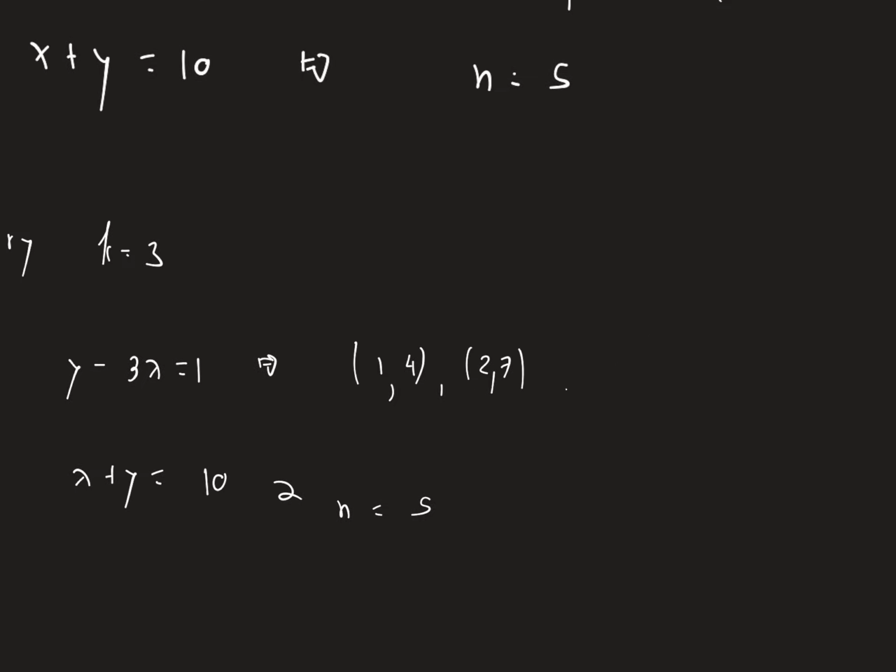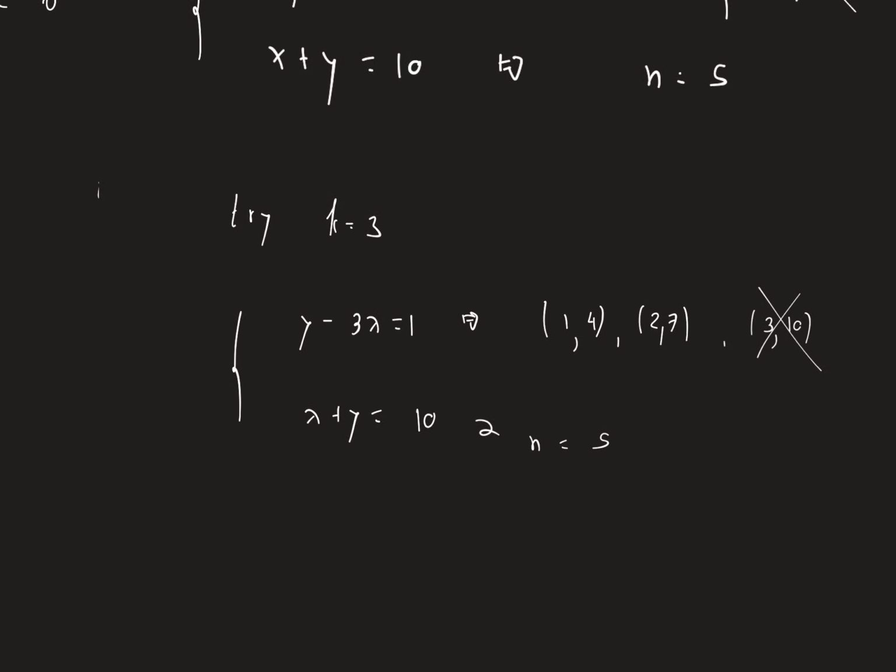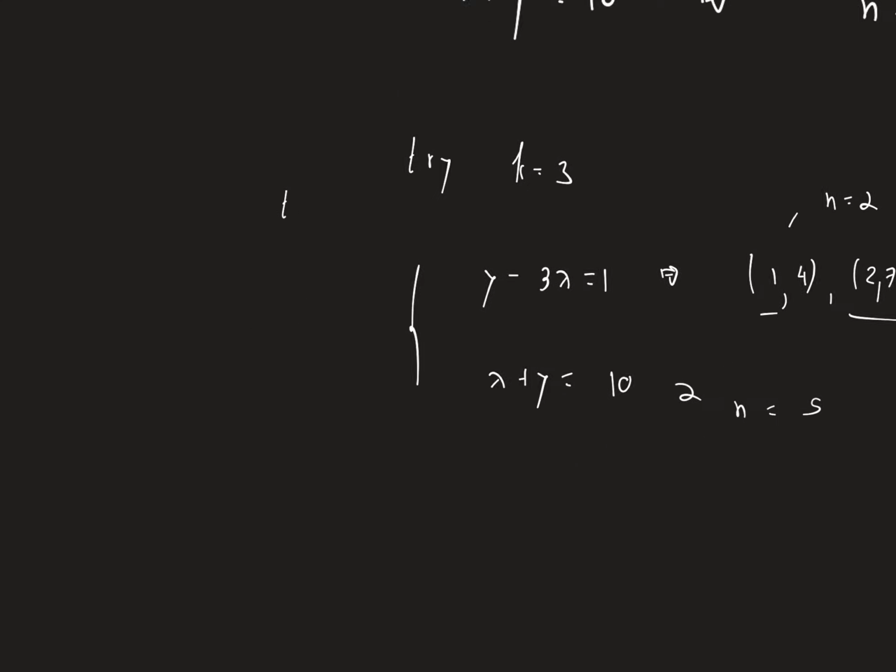So are there anything else? What if 3? So if it's 3, then y must equal to 10. But 10 is not in the set, so this is wrong. So these two satisfy the equation above, well, the set above. So the number here is 2. So the whole number is 7.